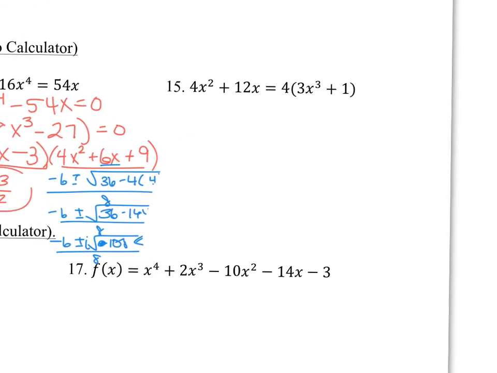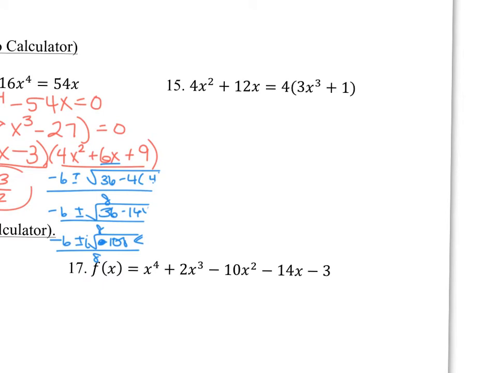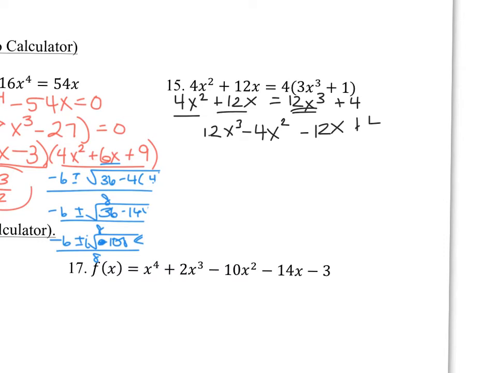I come over and I look at number 15. I'm going to go ahead and distribute first. So I'll just write my left side, plus 4. Now I'm going to make everything equal 0. Since my biggest degree is on the right side, I'm going to subtract 4x squared and subtract 12x. So I have 12x cubed minus 4x squared minus 12x plus 4 equals 0.